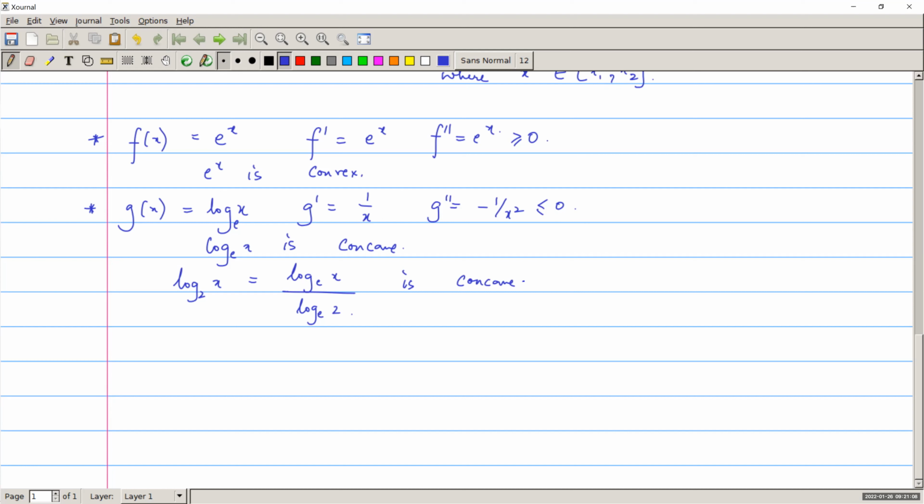So are we okay on this? It turns out these are a couple of functions we'll use a lot, and that's why we paid a little bit of attention to them.